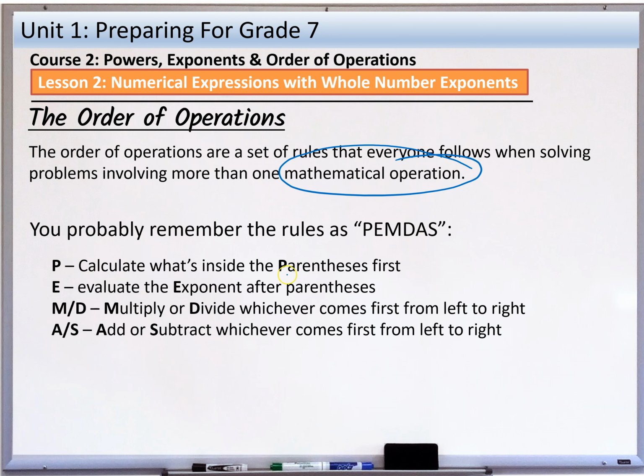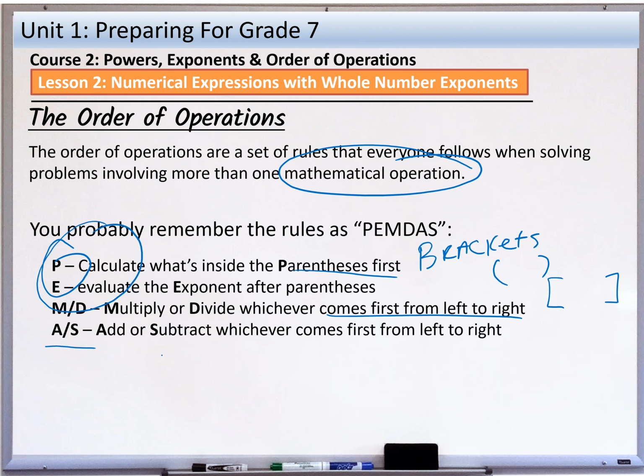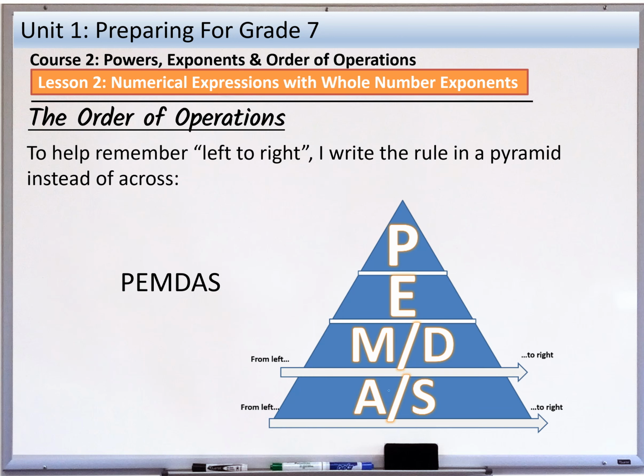We're supposed to calculate parentheses first, and also brackets. I believe I have a few examples with brackets in it. So we have parentheses, and then we have brackets. So anything inside of parentheses or bracket. We evaluate the exponent after parentheses. After we're done with those two, if they exist, we do our multiplication or division, whichever comes first from left to right. And then we're done with all four of those. If we have any addition or subtraction left over, we do whichever one we see first when we read from left to right.